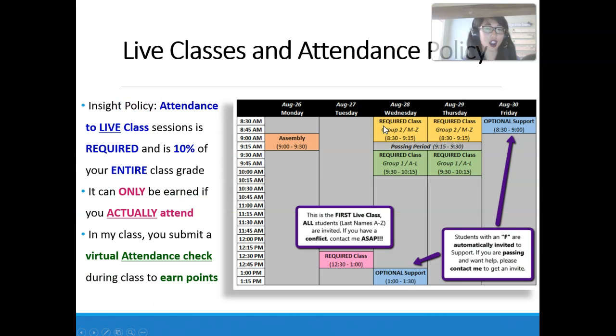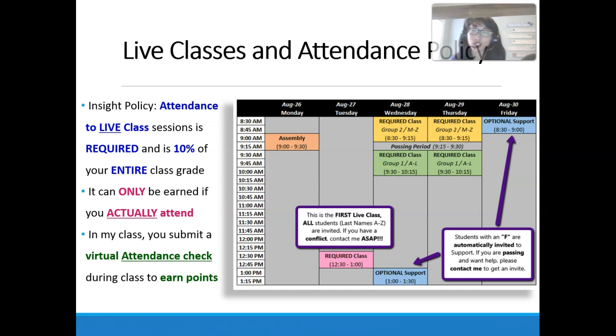So taking a look at our live session schedule for week number 1. You have an assembly at 9 a.m. on Monday, but there are no science classes on Monday. Instead, our first science class is on Tuesday at 12:30 to 1 o'clock, 30 minutes. It's our first class. It is for all students, last names A through Z. If you find on your calendar, on your Class Connect schedule, that you have a conflict, you need to make sure you contact me right away. Again, contact info is a few minutes ago.